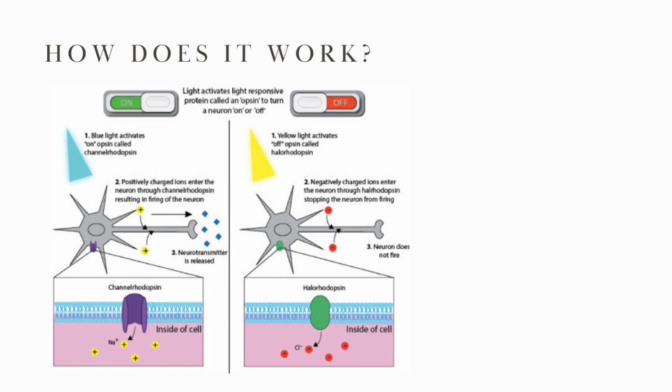And on the other hand, under the off switch, when the yellow light activates the off opsin, negatively charged ions enter the neuron through that opsin, which then stops the neuron from firing. And when the neuron does not fire, the function therefore does not occur.